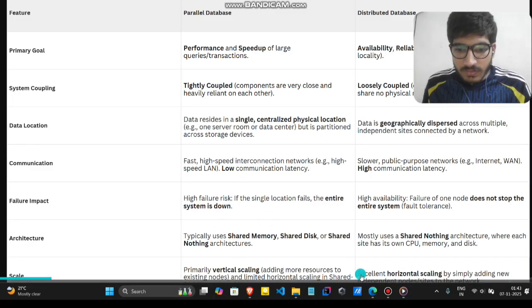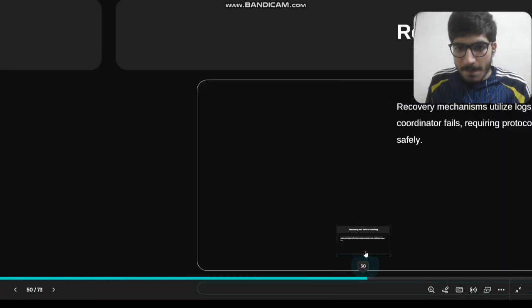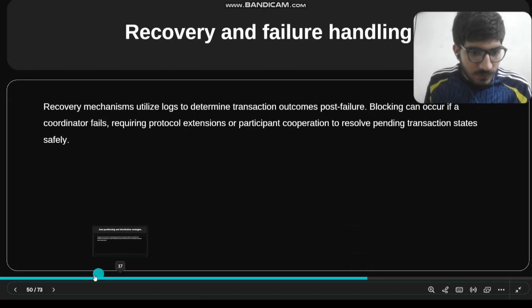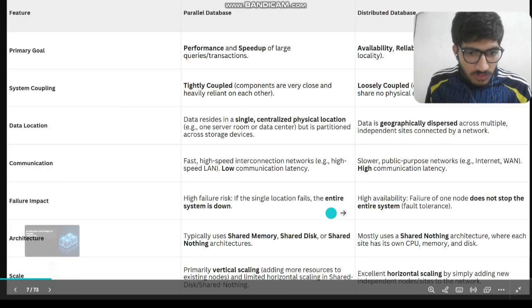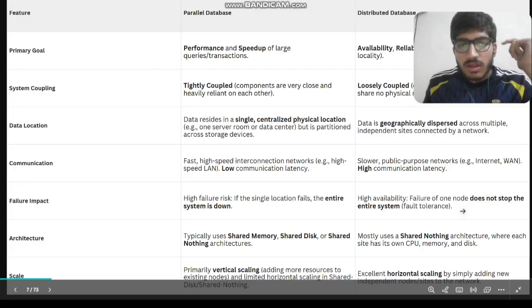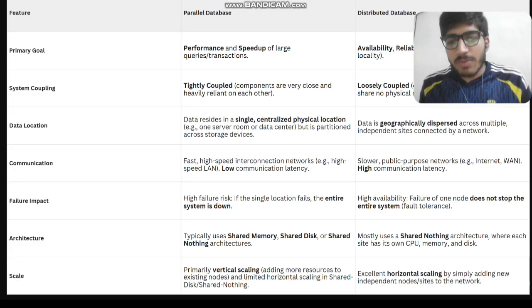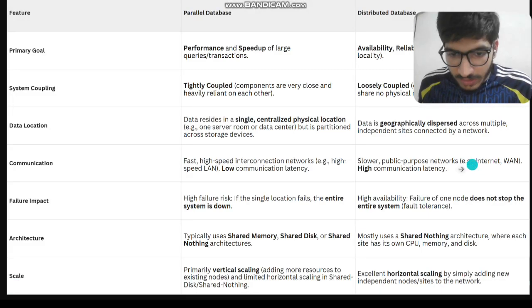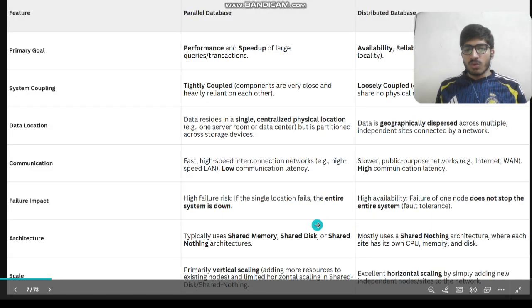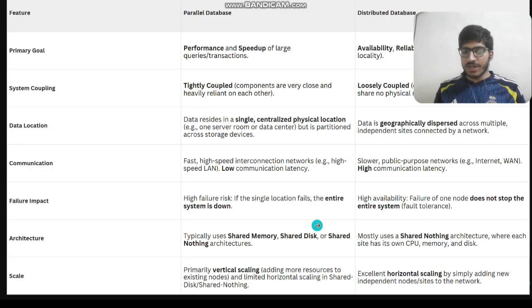Then the scale. Parallel database systems primarily use vertical scaling, adding more resources to existing nodes, and have limited horizontal scaling in shared disk or shared nothing architecture. Meanwhile, distributed databases have excellent horizontal scaling by simply adding new independent nodes or sites to the network.